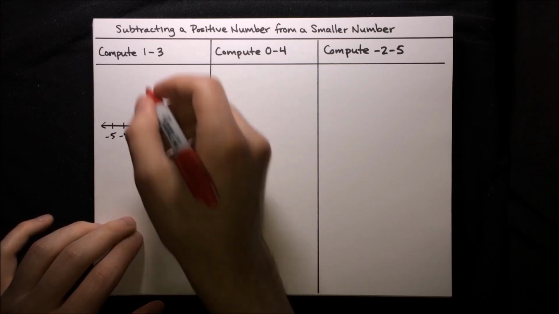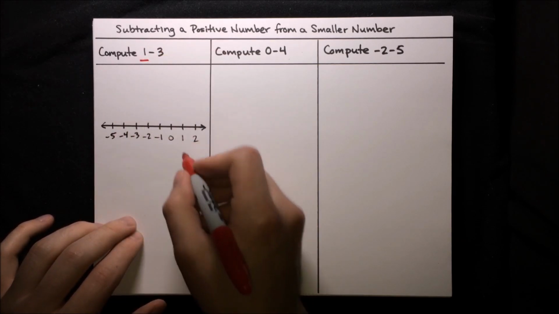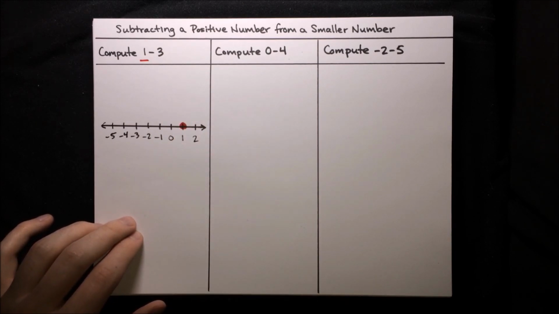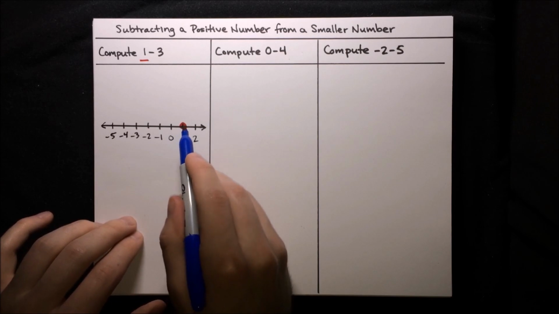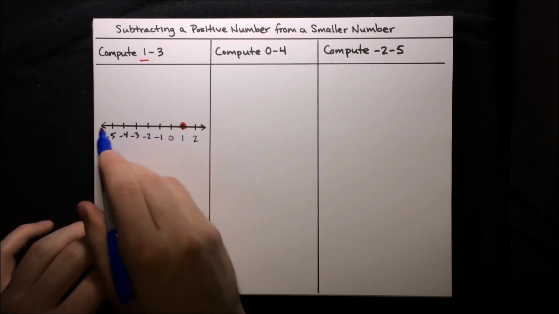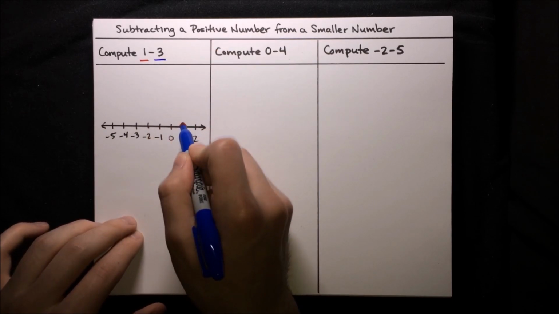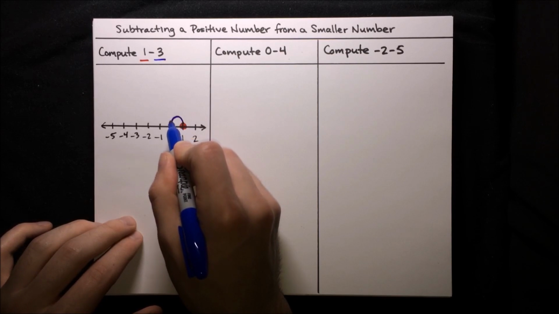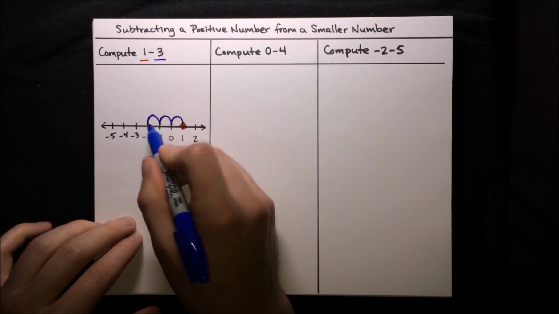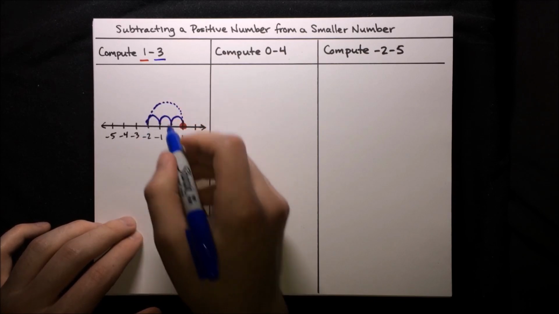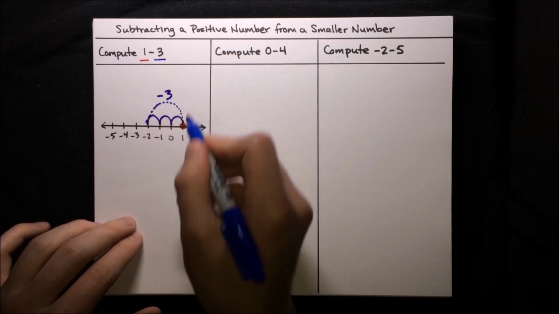So starting at 1, the first number, that's our starting point. So let's put a dot there, and then we want to subtract 3. So we want to move 3 units in the negative direction. How we can subtract 3 is we can make 3 unit jumps in the negative direction. So count, here's 1 jump, 2 jumps, 3 jumps. Put all the jumps together, and you get a whole jump of negative 3.